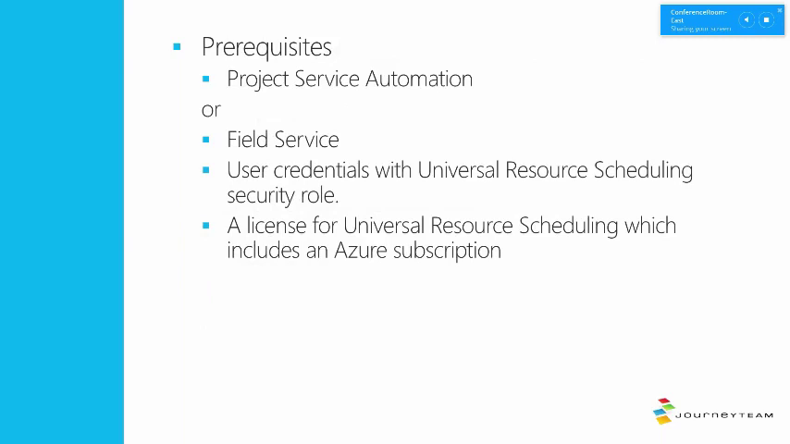So you've got to have that. You've got to be properly licensed, and that just means you've got to pay the money, right? Microsoft requires that, because these entities that allow scheduling only come with these add-ons. Otherwise, they don't exist inside your Dynamics 365. And you've got to have the right credentials. The Universal Resource Scheduling security role is good. System admin's pretty easy for you guys that are setting it up. And then a license, including an Azure subscription for Universal Resource Scheduling.